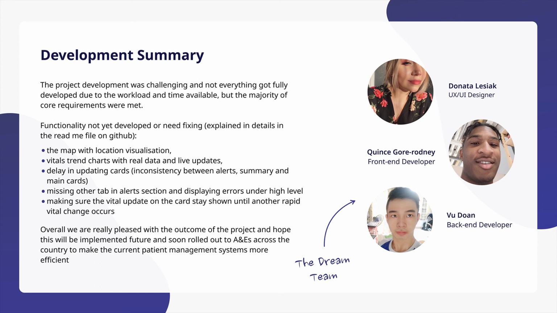Also, there is a delay in updating cards, and an inconsistency between alerts summary and main cards caused by GraphQL subscriptions. There is a missing "other" tab in the alerts section, and it also needs making sure that the vital card on the update stays shown until another rapid vital change occurs.